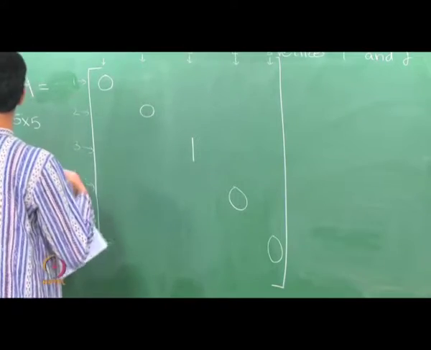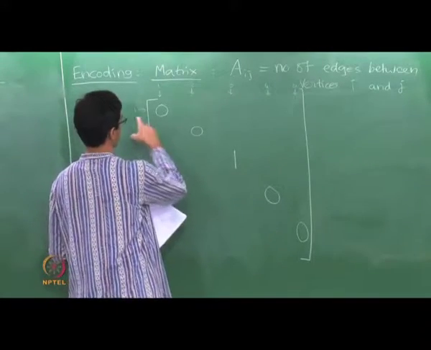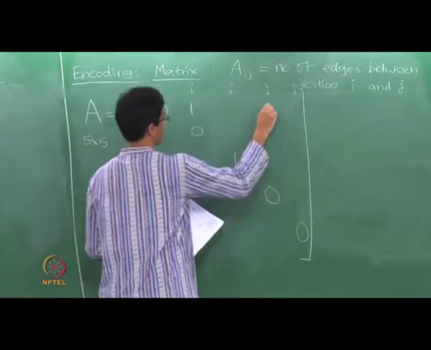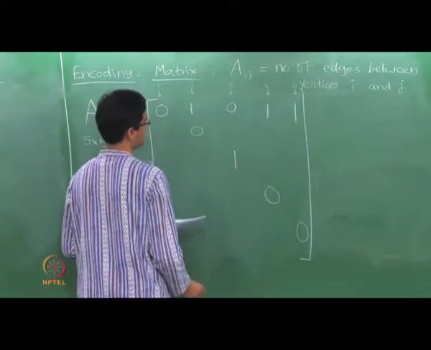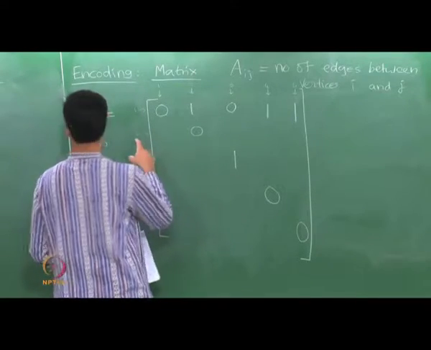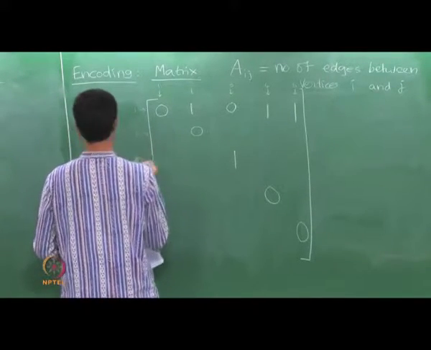Now there is an edge connecting 1 and 2, 1 and 4, and 1 and 5. So between 1 and 2, 1 and 4, and 1 and 5. But there is no edge connecting 1 and 3. So the number of edges is 0. Now similarly, connecting 2 to 1 and 3, you have edges.